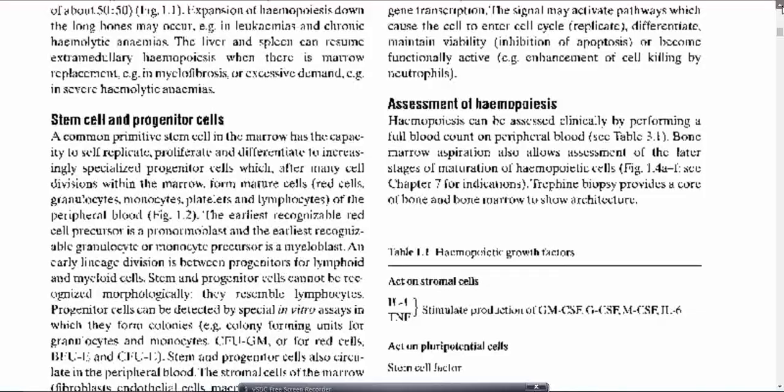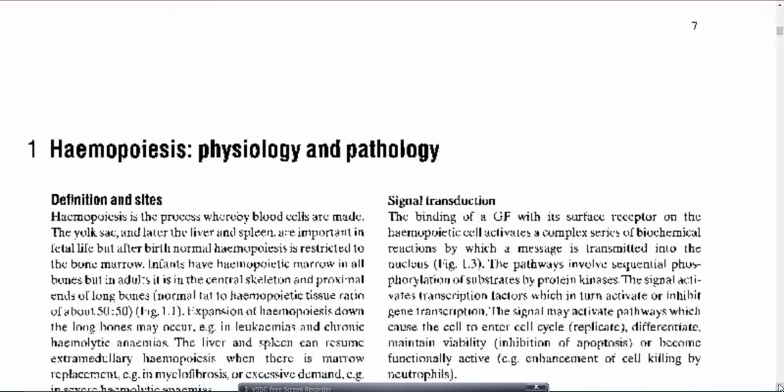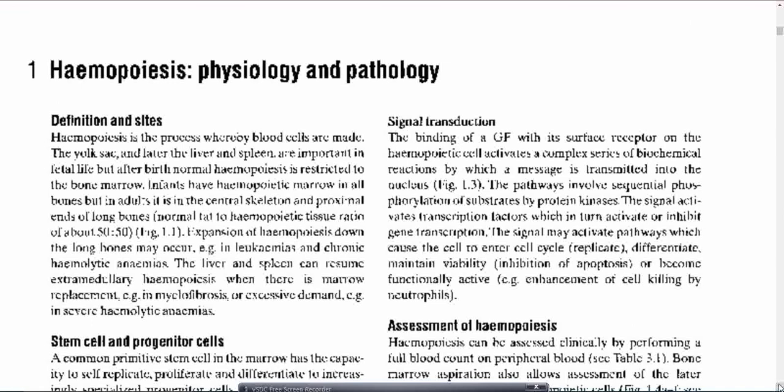So away from all that, let's take on signal transduction. Just like how a receptor behaves, the binding of the growth factor with its surface receptor on the hemopoietic cells activates a complex series of biochemical reactions by which a message is transmitted into the nucleus. The pathways involve sequential phosphorylation of substances by protein kinases, and then this signal activates transcription factors, which in turn activate or inhibit gene transcription.